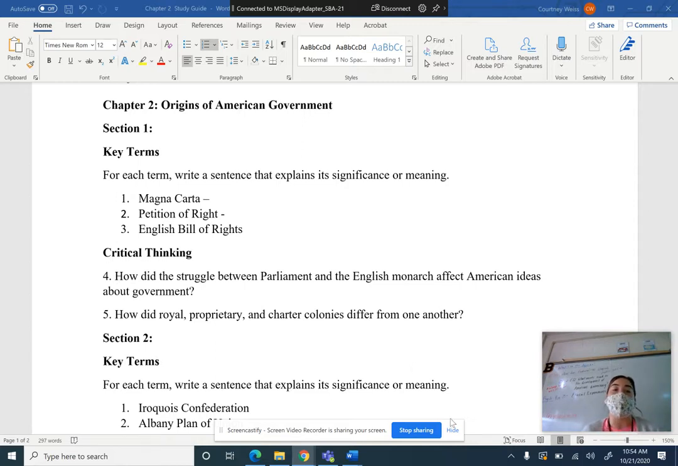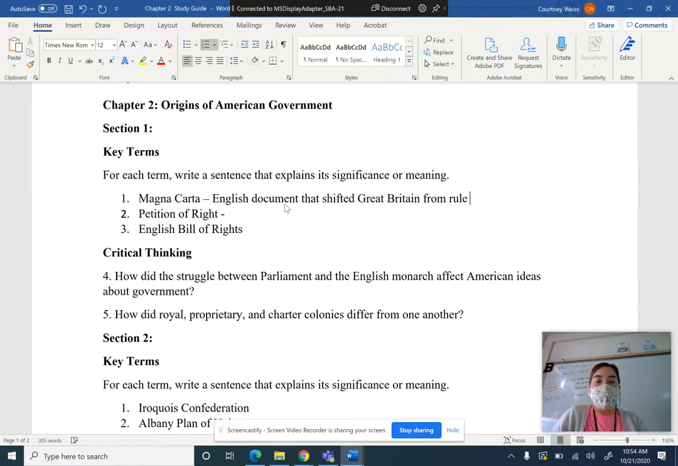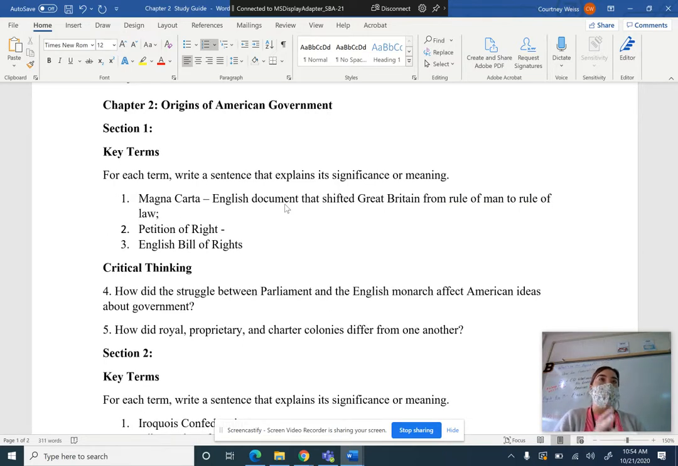For the Magna Carta, what do you guys have? Go ahead, Hannah. Excellent, so this is an English document that shifted Great Britain from rule of man to rule of law, which is great. What else can you tell me about it?